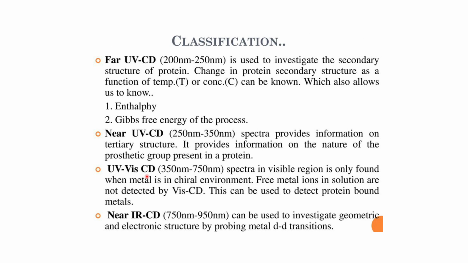And the UV visible spectrum, ranging between 350 to 750 nanometers in the visible region, is found only when metal is in a chiral environment, and free metal ions in solution are not detected by this visible range, and this can be used to detect protein bound metals. And further, near infrared CD with the range of the spectrum between 750 to 950 nanometers can be used to investigate geometric and electronic structure by probing metal d-d transitions.